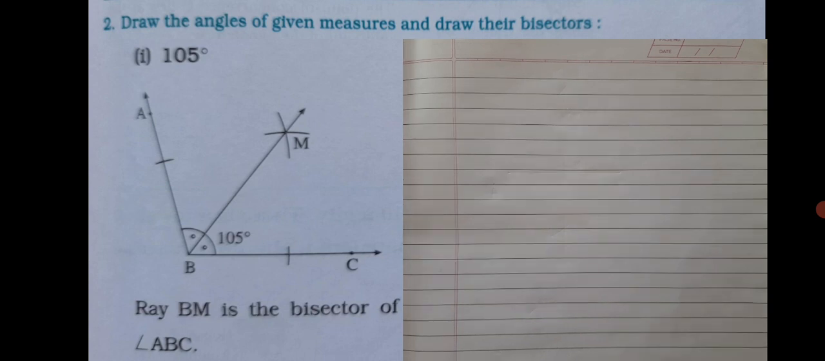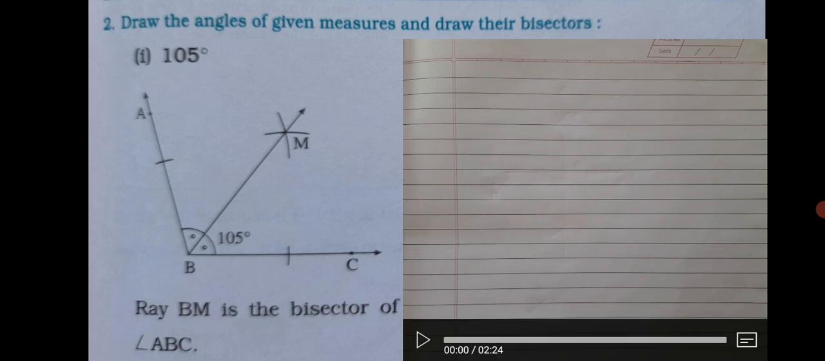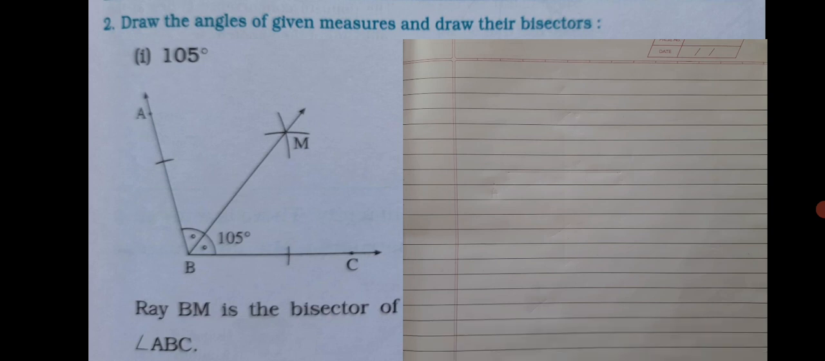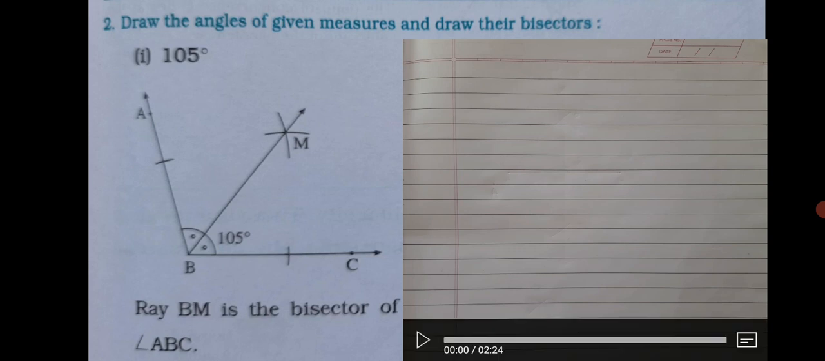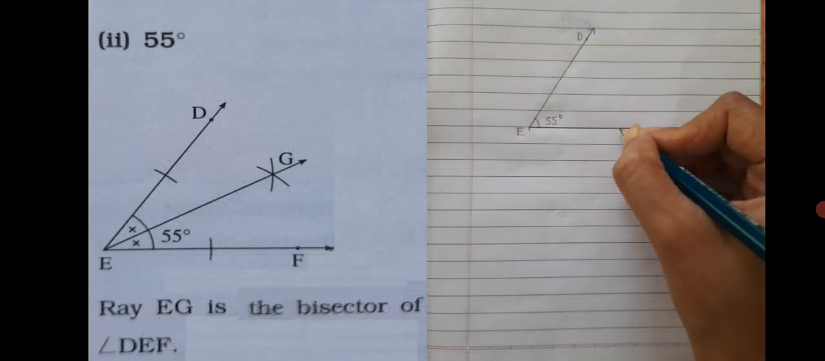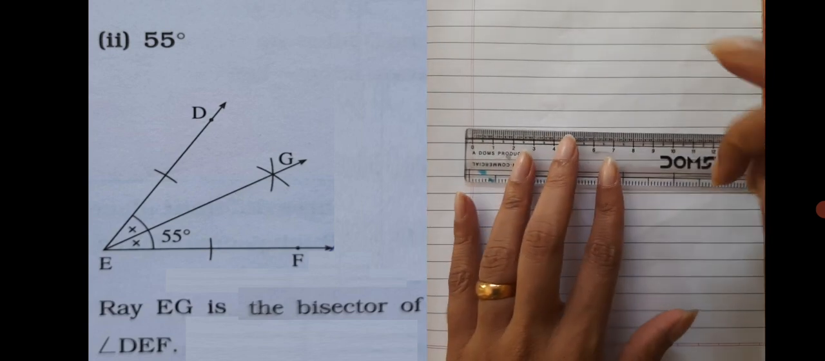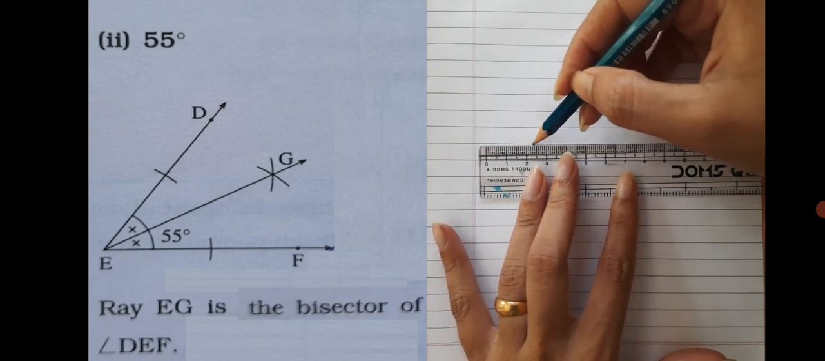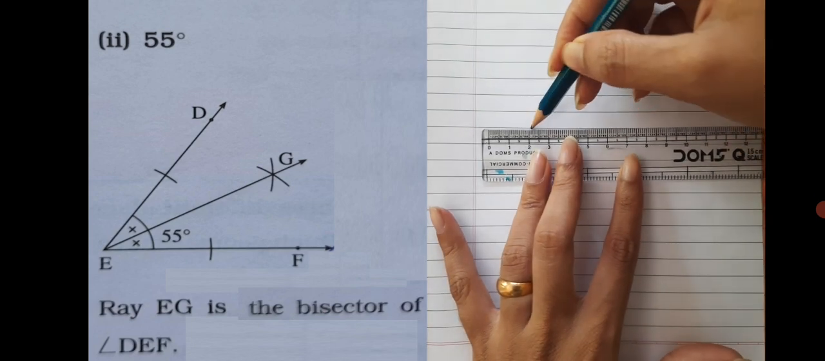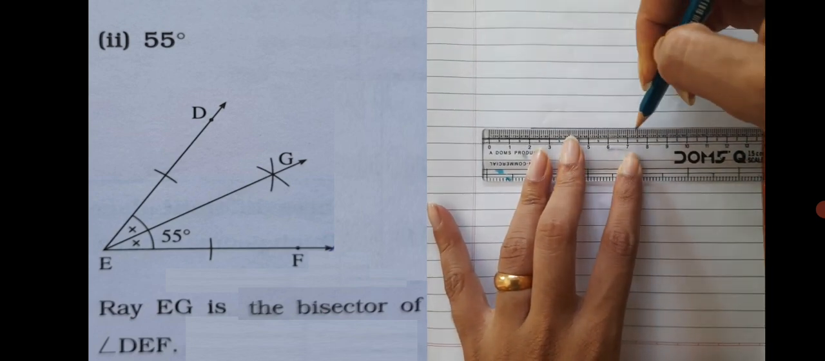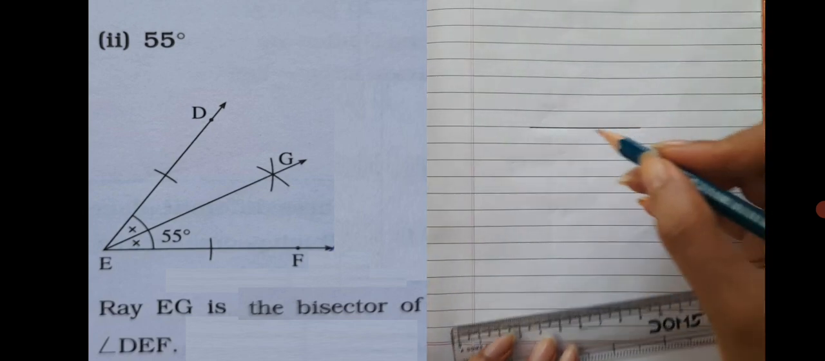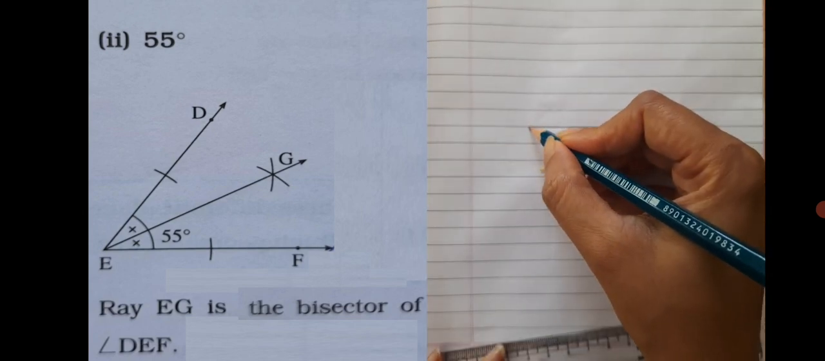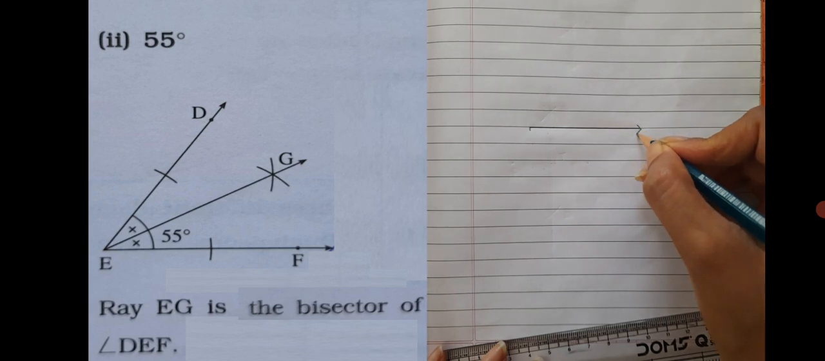Now let's see the second sum. The 105 degree angle has to be drawn, that we have already drawn. Now let's go to the second sum, which is 55 degree. So first we will draw an angle of 55 degree. Draw ray EF. To draw ray EF, we take a scale and a pencil and draw a straight line on the paper. And then mark a small line so that we can place the protractor at the starting point.